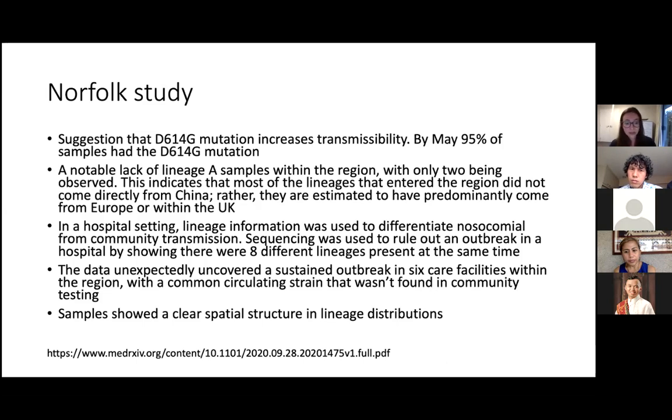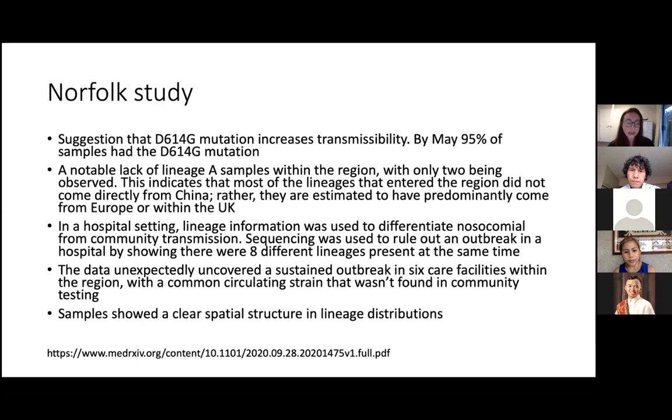In hospitals, one way that this is being put to good use is to tell the difference between, if you have a spike of cases in a hospital, is that because of transmission within the hospital, or is it because a lot of different cases are coming in from the community? Clearly that's going to have an impact on the types of interventions that you recommend.